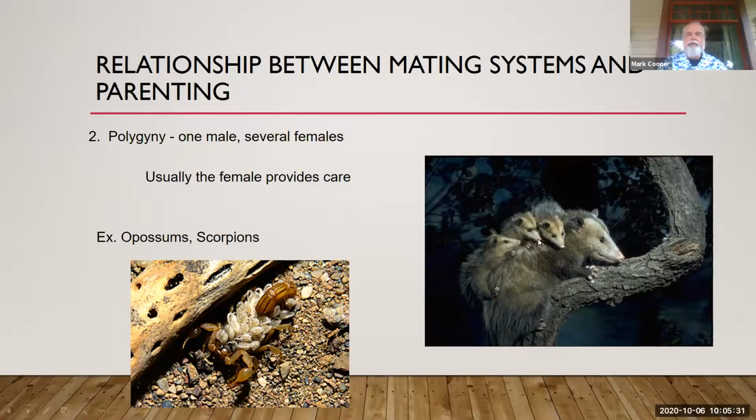Opossums do this, and you can see all the babies hanging on the back after they come out of the pouch. And this is a female scorpion with all the babies on her back, which is really the safest place to be because the stinger is right there.